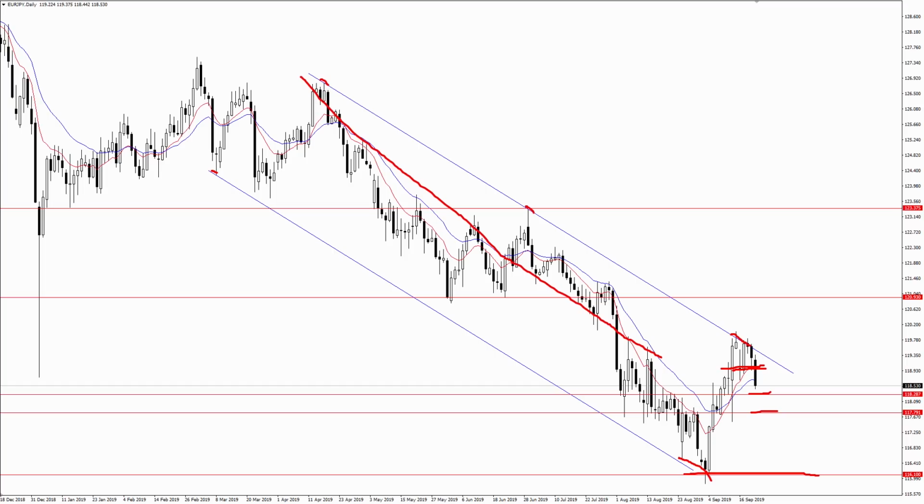On the flip side, just like I mentioned last week, if we do see a close above that channel top, that would be a sign of strength, and it would also expose that 121 region and perhaps even 123.40. But for now, as long as this level is intact as resistance, I do think that we could see a lower euro versus the yen.